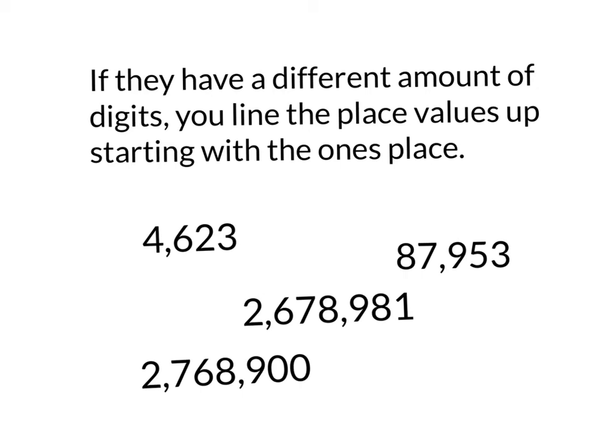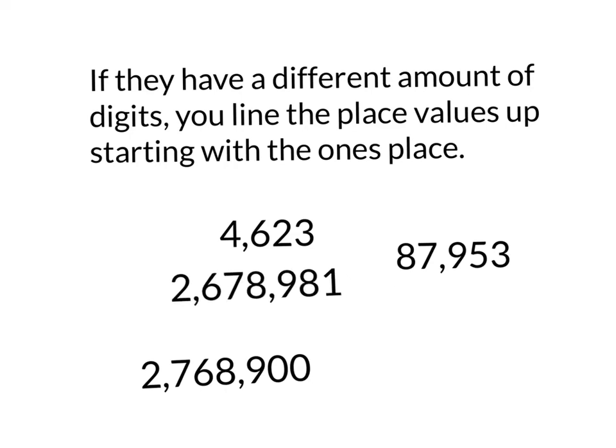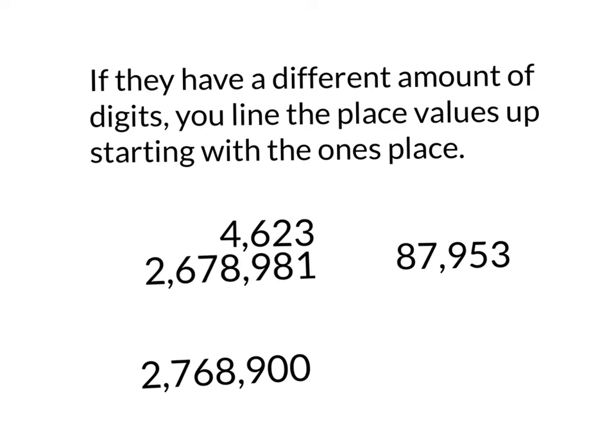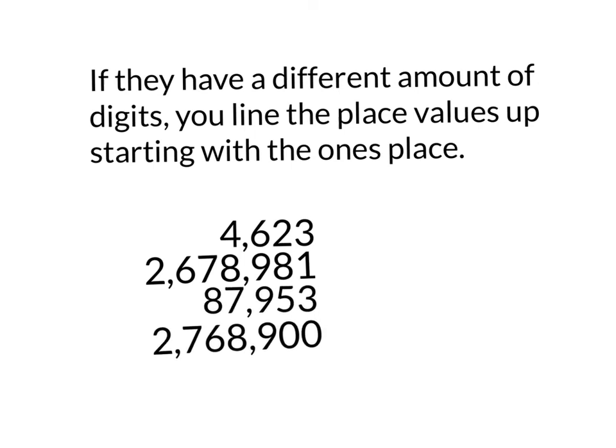Okay, here's another rule we need to know. If they have a different amount of digits, you line the place values up starting with the ones place. Let's try this. Here is my number, 4,623. Now I'm going to line that up with this number right there, and then this one right there and this one right here.